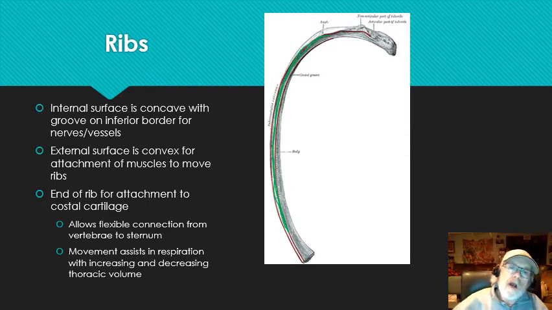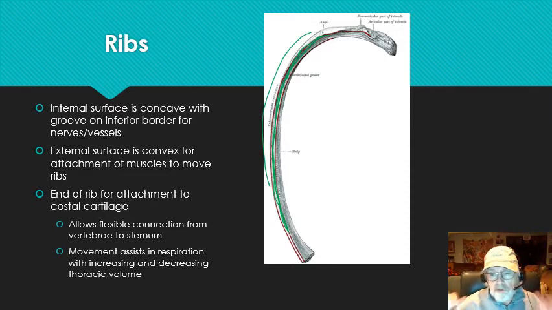So the external surface of the rib is convex, and allows what are called the intercostal muscles, the muscles that go between the ribs. Inter, between, costal. Costal means rib. The muscles between the ribs attach to that outer surface. And then the end right here, see how it comes to an abrupt end? It's sort of flat. That's where the costal cartilage sits and attaches, and that costal cartilage is basically what's going to attach to the sternum eventually. So that's the costal cartilage attachment right there.